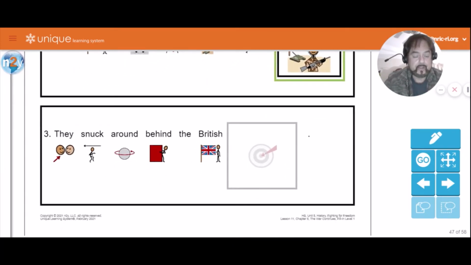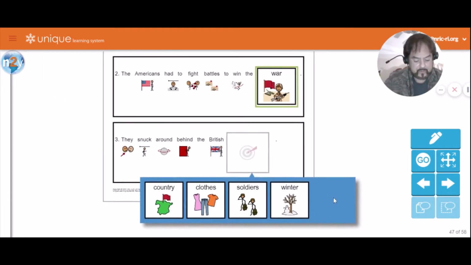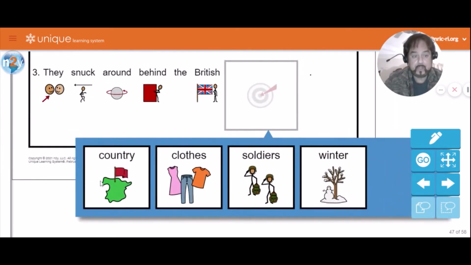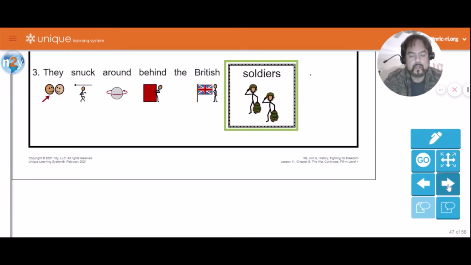They, meaning the American soldiers, snuck around behind the British. Behind the British what? Behind the British country? Would have been a long way around, huh? So they had to sneak all the way around England. They had to sneak around behind the British clothes. They had to sneak around behind the British soldiers. Oh, yeah, good tactic. Sneak around them, flank them. Okay.